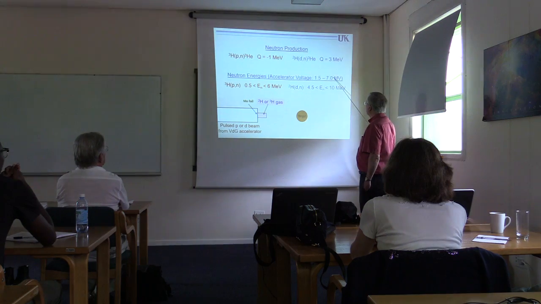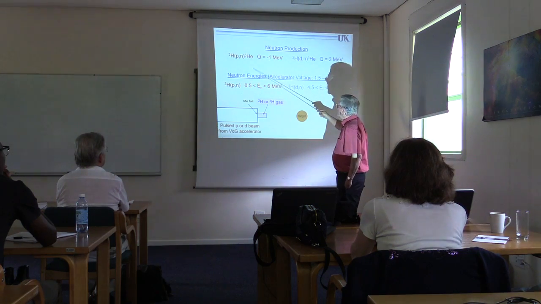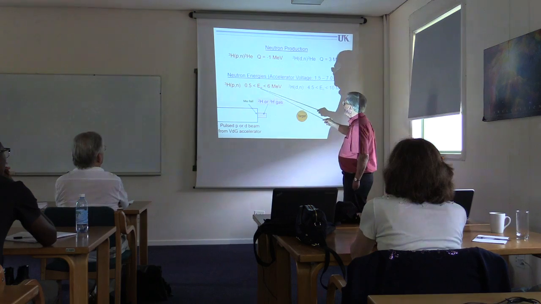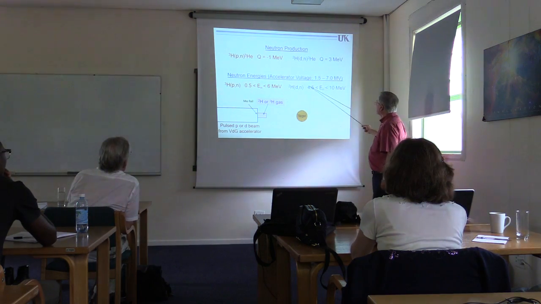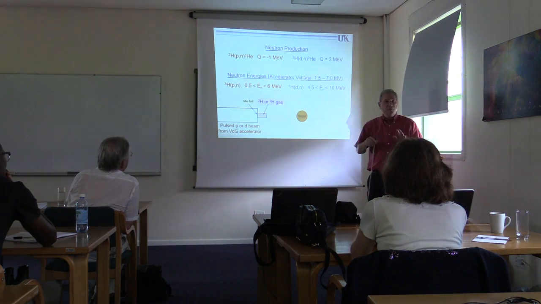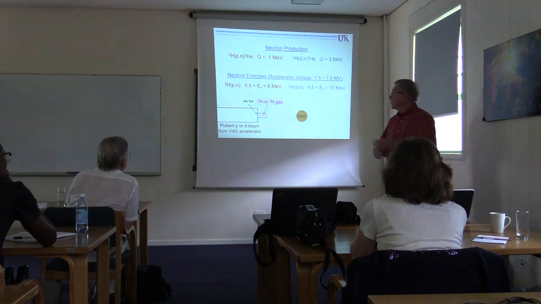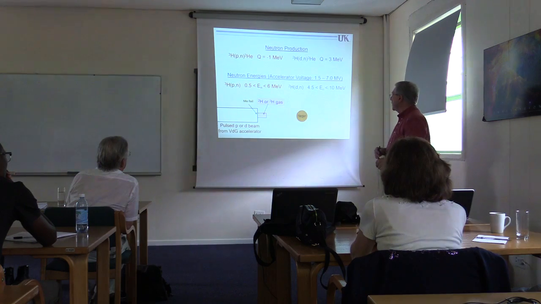Now the accelerator voltages we have available are in this range typically. And if we use this first reaction with these energies, then we get neutrons from about half an MeV up to 6 MeV. With the second reaction, we can get neutrons that are about 4.5 to 10 MeV. So you can see we have continuously variable neutron energies from half an MeV up to 10 MeV. There are other reactions we can use to go to higher energies, but those get to be a little bit uncivilized.